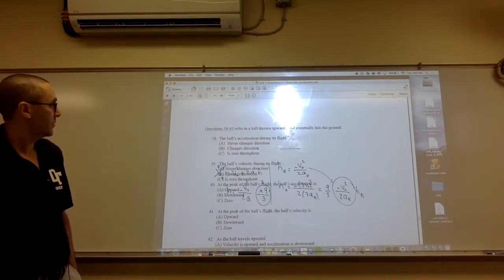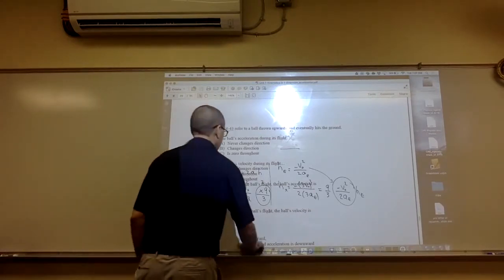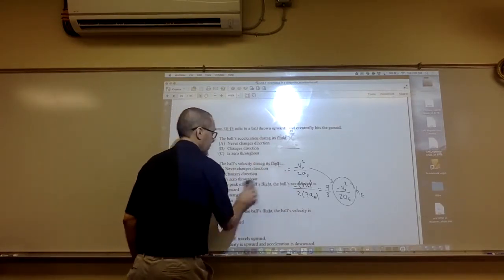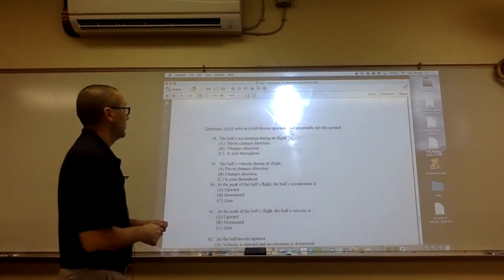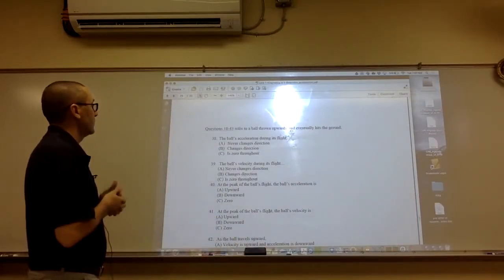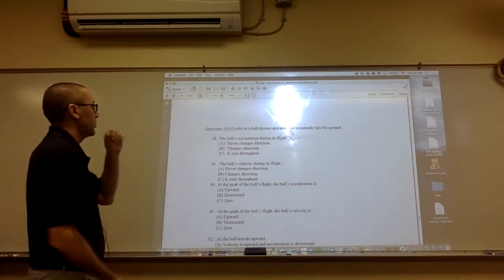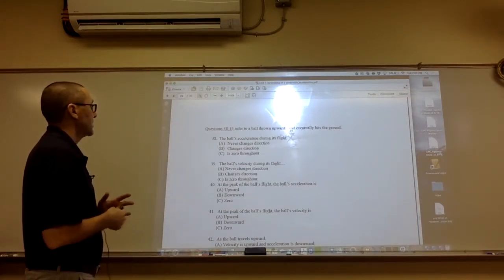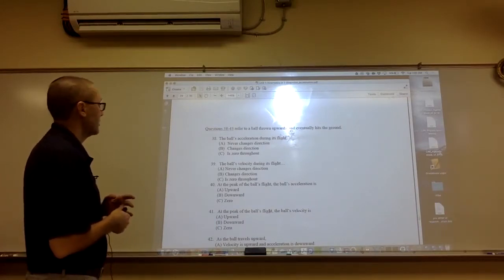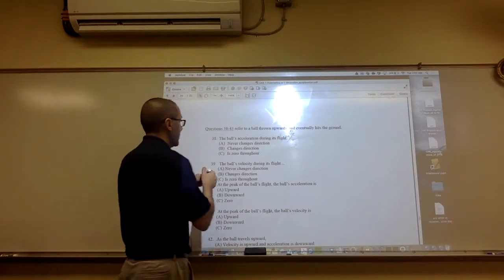Okay. Number 38 to 43. This is all multiple choice. So the ball is thrown up, it will go up and then come back down. The ball's acceleration during its flight never changes direction. Its change of direction is 0 throughout. It never changes direction, so the answer is A.